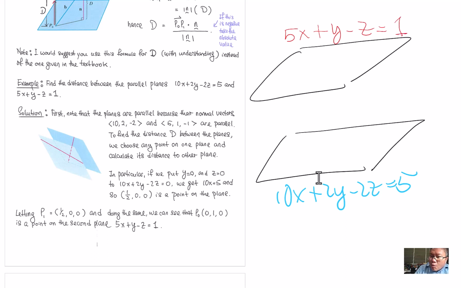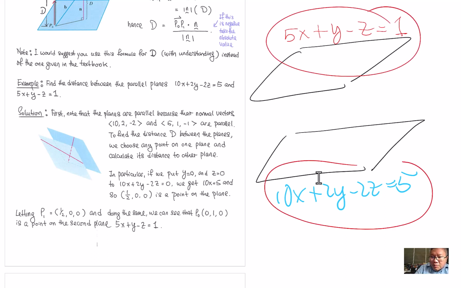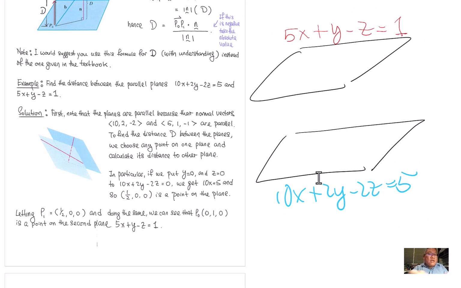Think about it for a second. Given this plane equation and this plane equation, how do you know that they are parallel? The reason is simple: you look at the normal vectors. Again, we can read the normal vectors from the plane equations. It's 5, 1, negative 1. Look at this normal vector here. Let's call them plane 1 and plane 2.